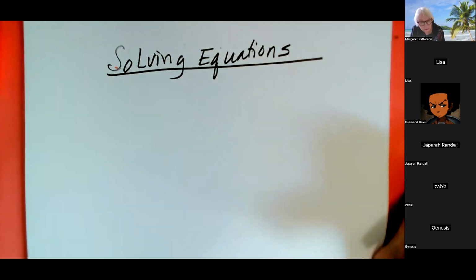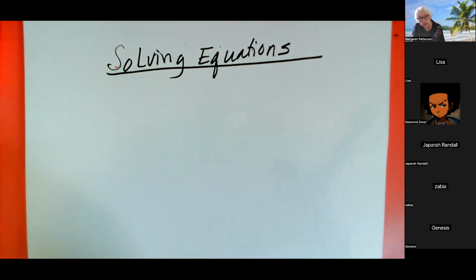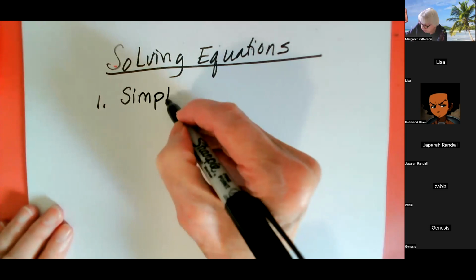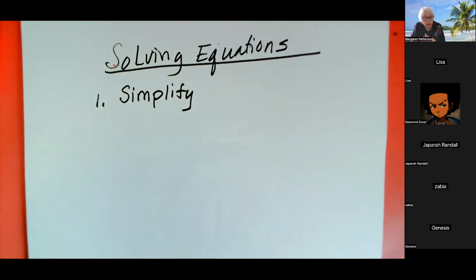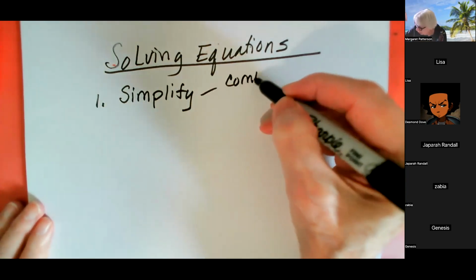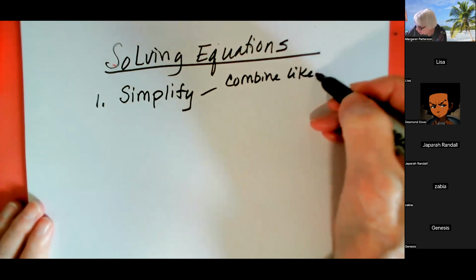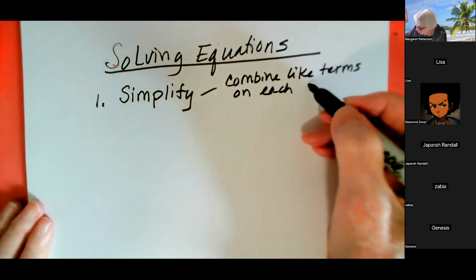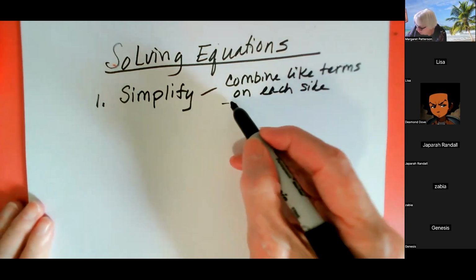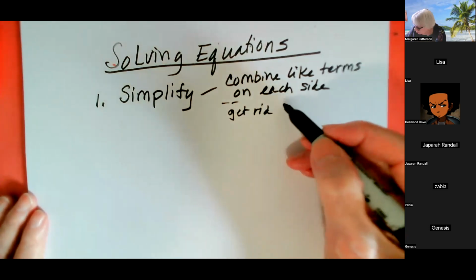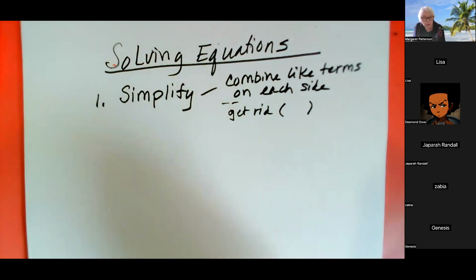I'm going to make you a list. This is the order to solve them in the most efficient manner. Step 1 is to simplify. And I keep saying that. Clean up the mess. That could include combine like terms on each side. That could be one thing. It could mean get rid of parentheses. In other words, distribute.